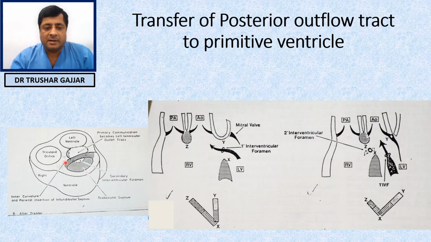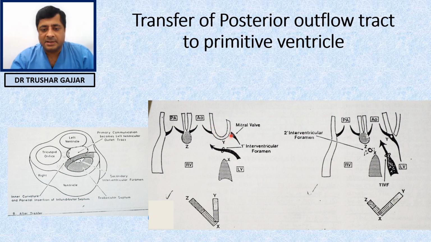See here, earlier we saw this inner curvature has regressed, but it will be easy to understand through this picture. Here is the trabecular septum, here is the bulboventricular foramen, here is the inner curvature of the heart, here is the right ventricle. So still both outflow tracts are from the right ventricle. This inner curvature has to regress.